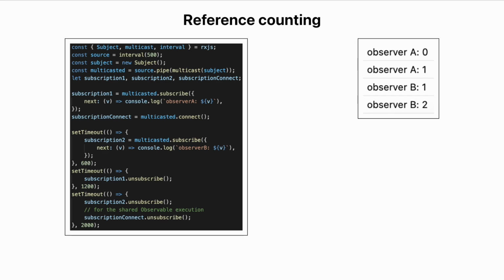At 600 milliseconds, we add the second observer. So both the first and second observers receive the value 1 at 1000 milliseconds. At 1200 milliseconds, we unsubscribe the first observer. So at 1500 milliseconds, the second observer receives value 2. Then we unsubscribe the second observer and the connect subscription.